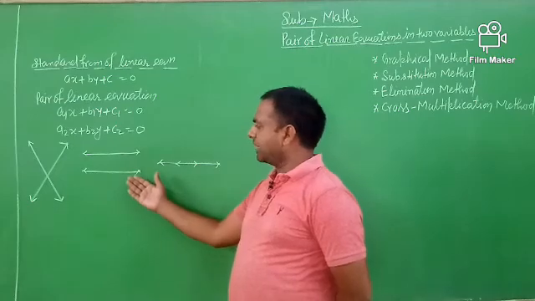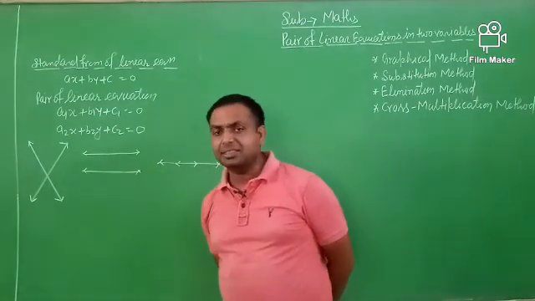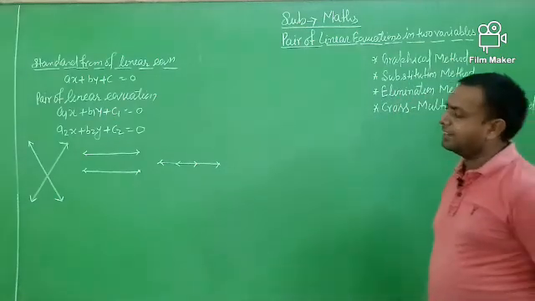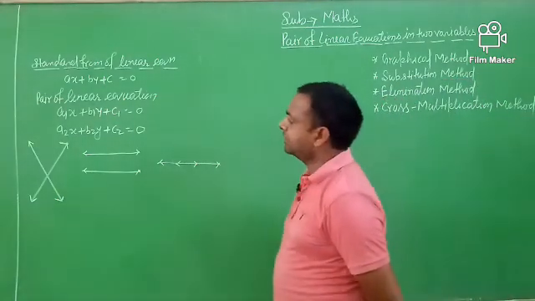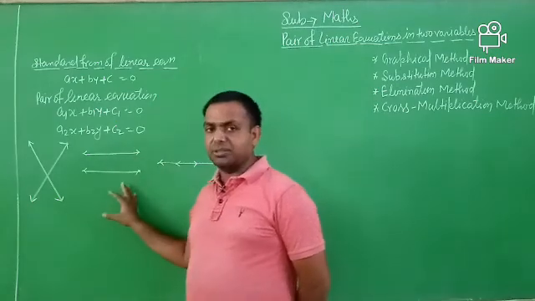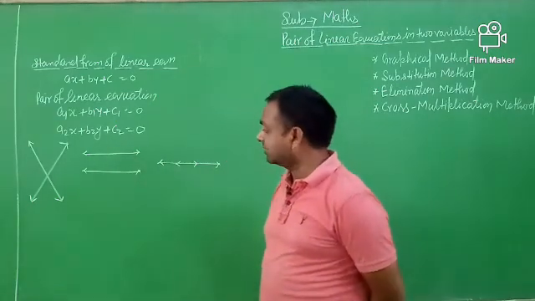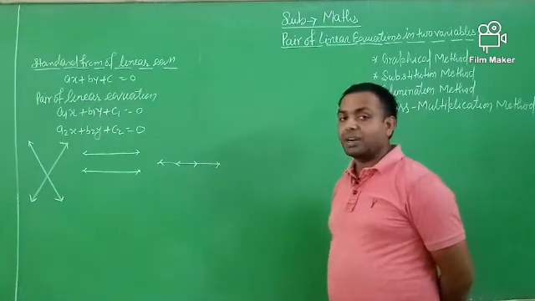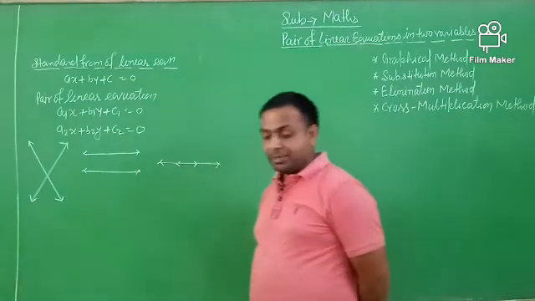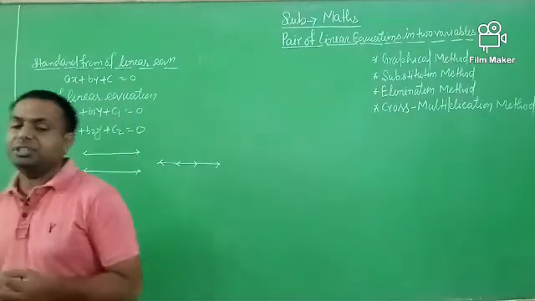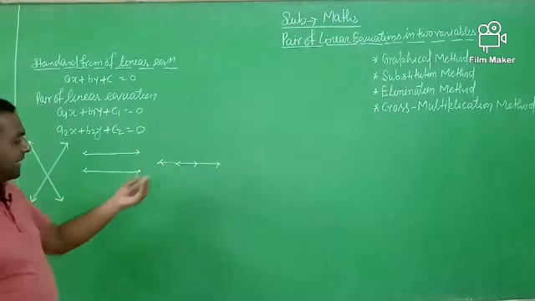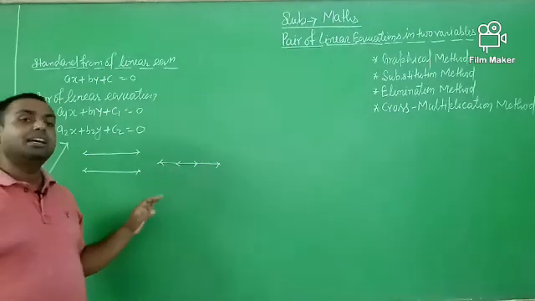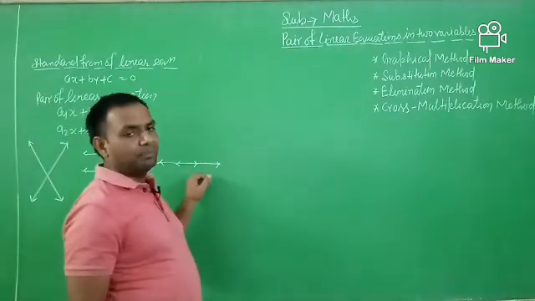In the second condition, you can see there are two parallel lines. In that situation, there is no solution because the lines do not meet each other, so there is no solution for these linear equations. In the third condition, the two lines are overlapping each other. If the two lines are overlapping each other, then there are many solutions. This type of linear equations has many solutions.